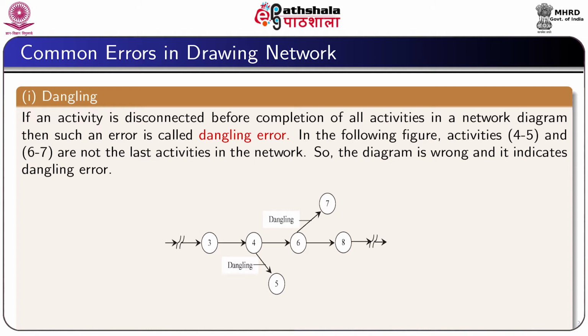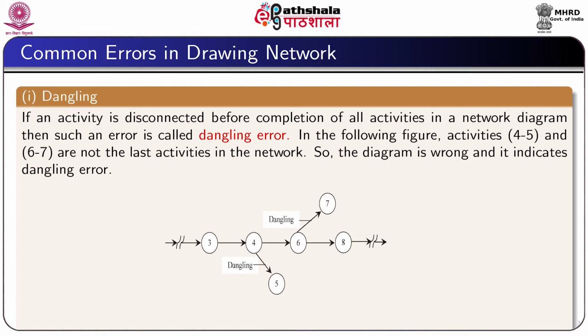Now, we will explain the common errors usually occurred while drawing network. There are mainly three types of error which occur while we draw network. First one is dangling.